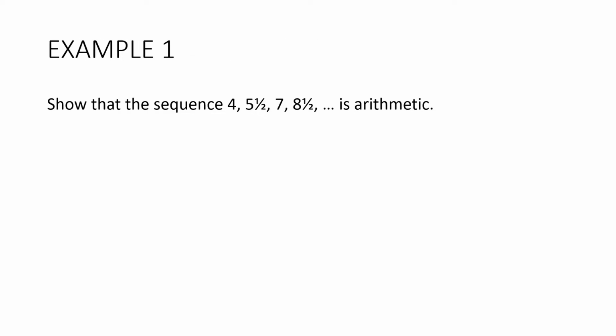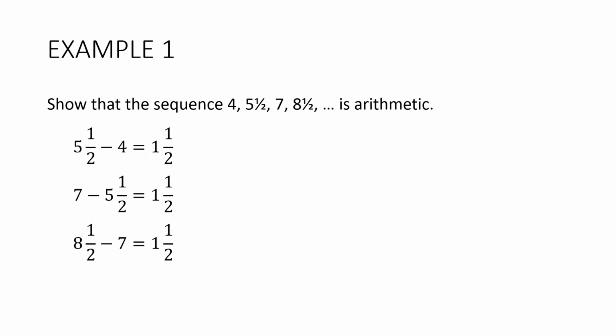Example 1, show that the sequence 4, 5.5, 7, 8.5 is arithmetic. Now we need to show this for all the pairs of adjacent terms. So for this one, and this one, and this one. So we could write 5.5 take away 4 is 1.5. 7 take away 5.5 is also 1.5. And 8.5 take away 7 is 1.5. So because D is the same, then the sequence is arithmetic.